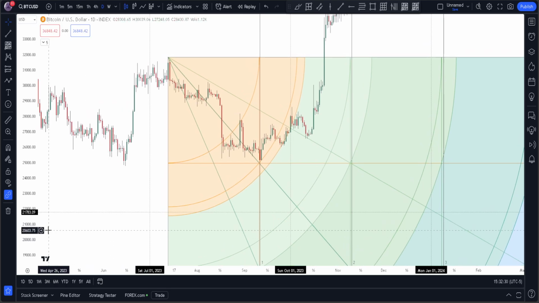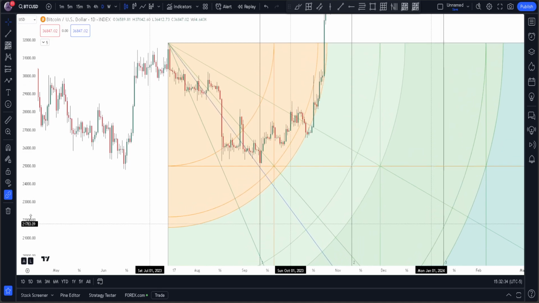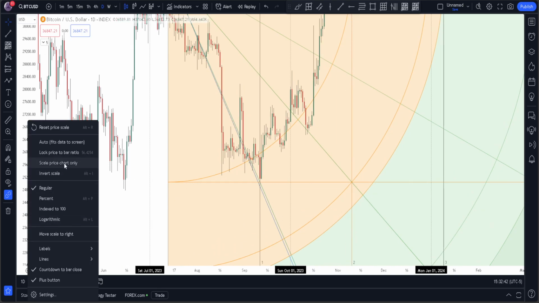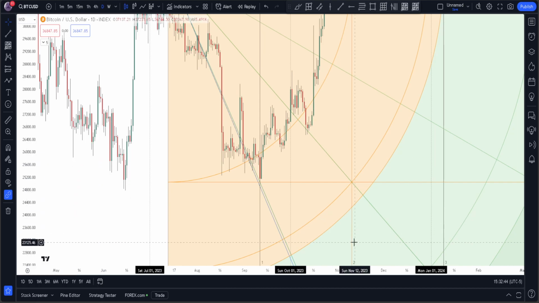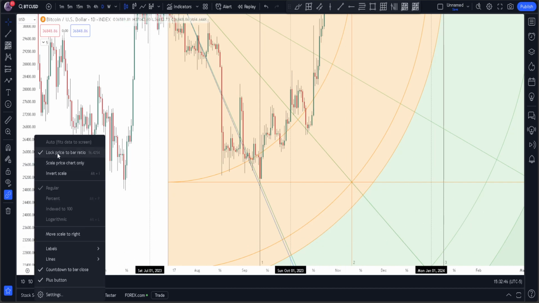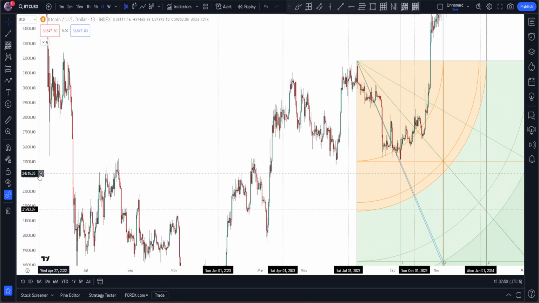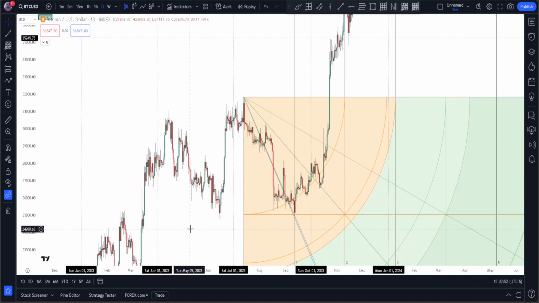And then you want to extend and project out, stretching out here so that the orange box here, the time cycle, is in line with the two. And then you're just right clicking and locking your scale. So now you can scroll in and out. You've locked the scale in place.